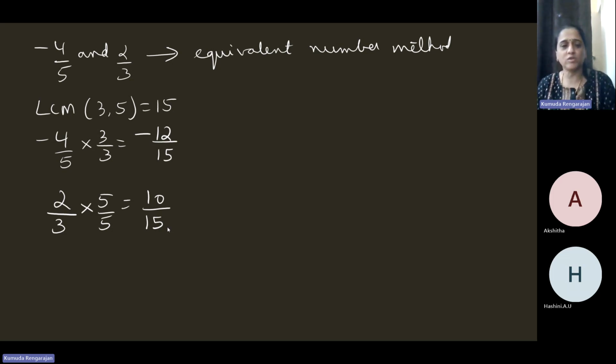Now look at the space in the numerator. Minus 12 and 10. Oh, so many numbers. Minus 11, minus 10, minus 9, minus 8, minus 7, minus 6, minus 5, minus 4, minus 3, minus 2, minus 1, 0, 1, 2, 3, 4, 5, 6, 7, 8, 9, by 15. So many numbers you can write.